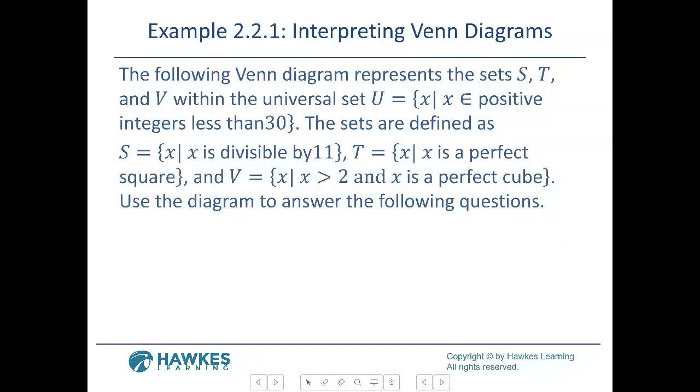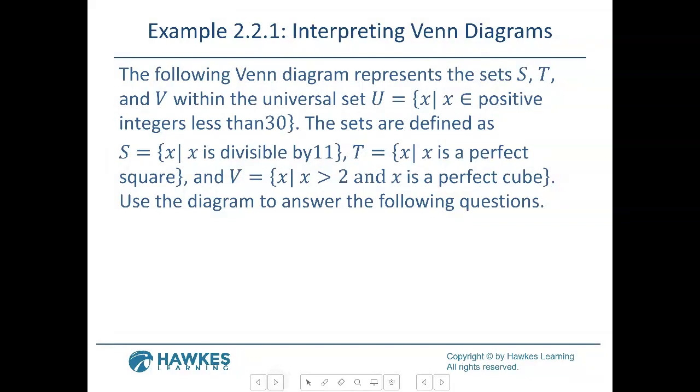The following Venn diagram, what I have on this page, just has it out in words, then we're going to put it into the diagram. All right, so set U, that will be your universe. So X is such that all positive integers are less than 30. So the next diagram, we're going to do with numbers that are less than 30. The sets are defined as S is going to be numbers that are divisible by 11. T will have numbers that are a perfect square, but they are less than 30. And V will have numbers that are greater than 2 and is a perfect cube.